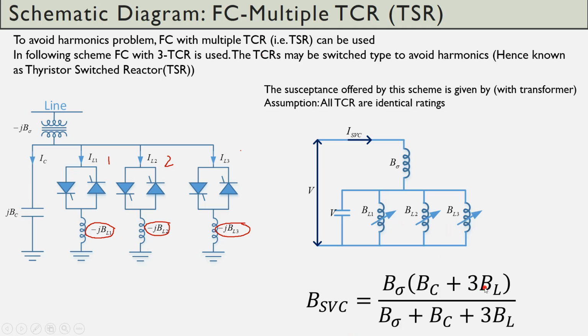So B sigma multiplied by BC plus 3BL, because these three are identical, so it is 3BL. BC plus BL1 plus BL2 plus BL3, but BL1, BL2, BL3 are equal. Hence it is BC plus 3BL, divided by B sigma plus BC plus 3BL. Here I am using 3 TCRs, hence it is multiplied by 3. If you are using 4 TCRs, then it is 4. If it is N TCRs, then instead of 3 you multiply with N BL.